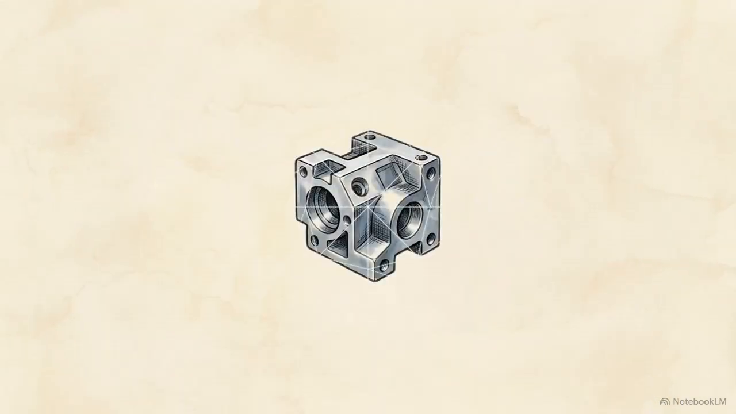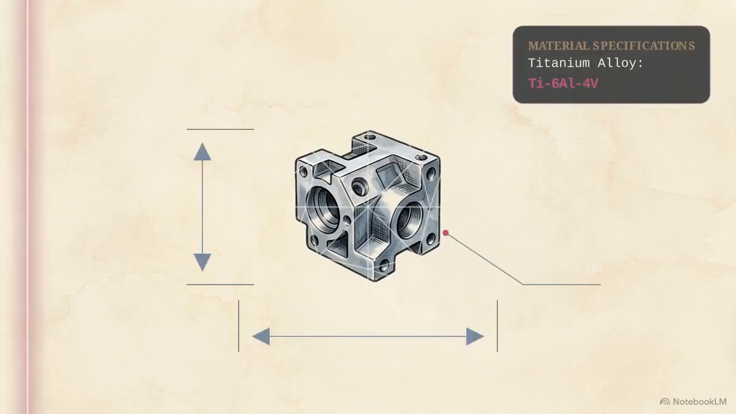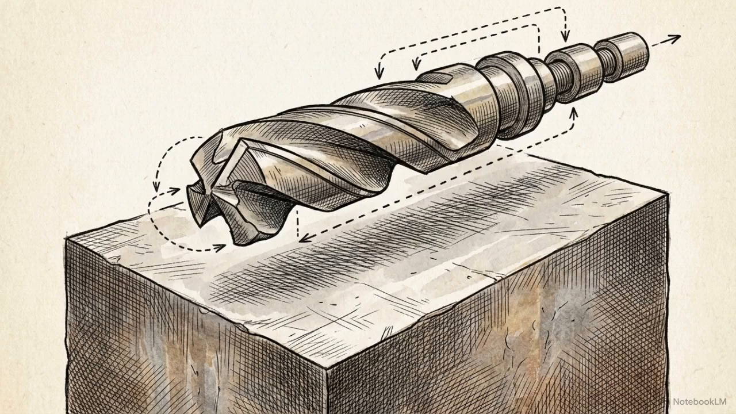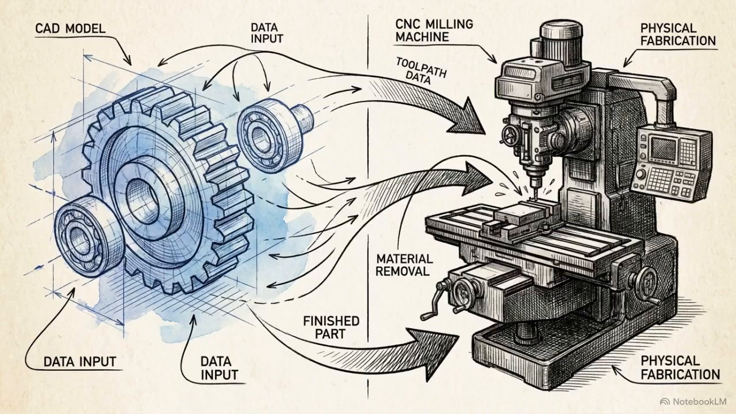A CAD file perfectly defines the geometry, dimensions, and material properties of a part. But it contains absolutely no instructions on the actual processes required to build it. Without a precise execution strategy detailing the required cutting tools and feed rates, the most rigorously engineered CAD model is entirely useless to a physical machine tool.